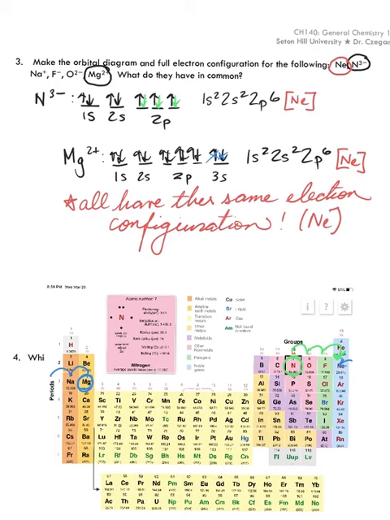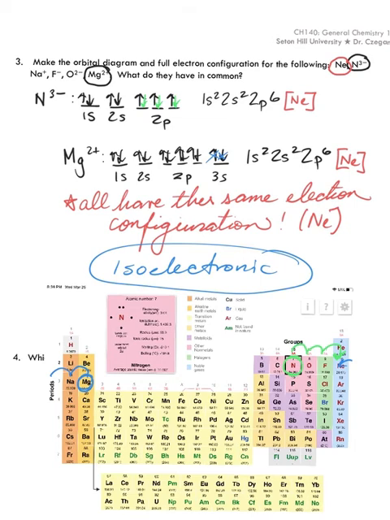Species that have the same electron configuration are called isoelectronic. That's a new term for us. It just means that they have the same electron configurations. Their electrons are the same. They have different numbers of protons. So the nitrogen is still nitrogen, the magnesium is still magnesium, the neon is still neon. That's determined by the number of protons. But their electron configurations are all the same.